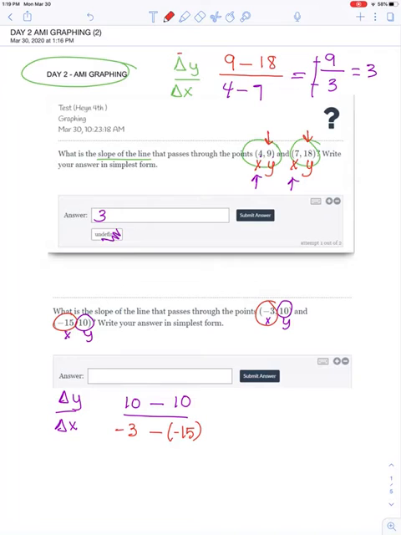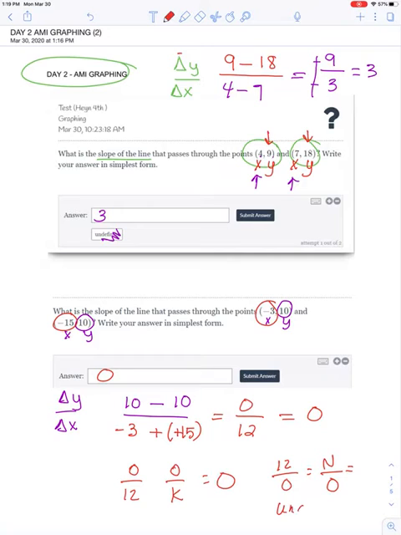Don't count that subtraction sign as your negative. So 10 minus 10 is 0. Negative 3 minus negative 15, which, remember, keep change, or 2 negatives make a positive. So really this is negative 3 plus 15. So we get 0 over 12. Well, 0 divided by anything, remember the sign in my room? If we have something like this, that means okay. So that is 0. Remember, if you get something like this, like if we got 12 over 0, that's like saying no, and that is undefined.